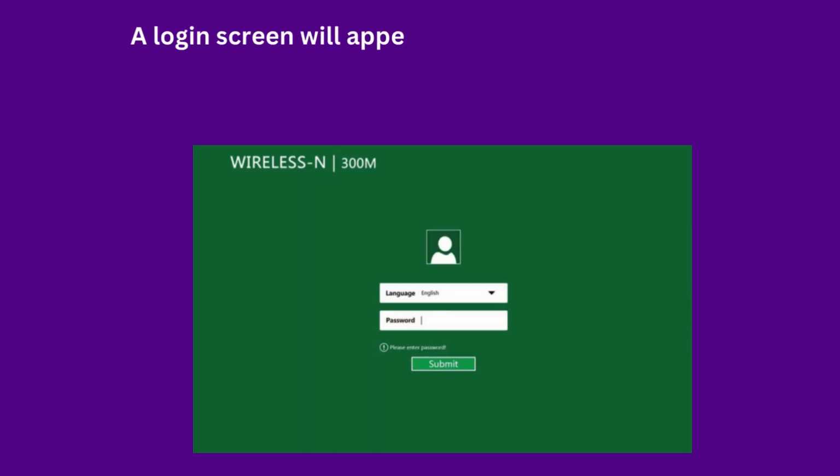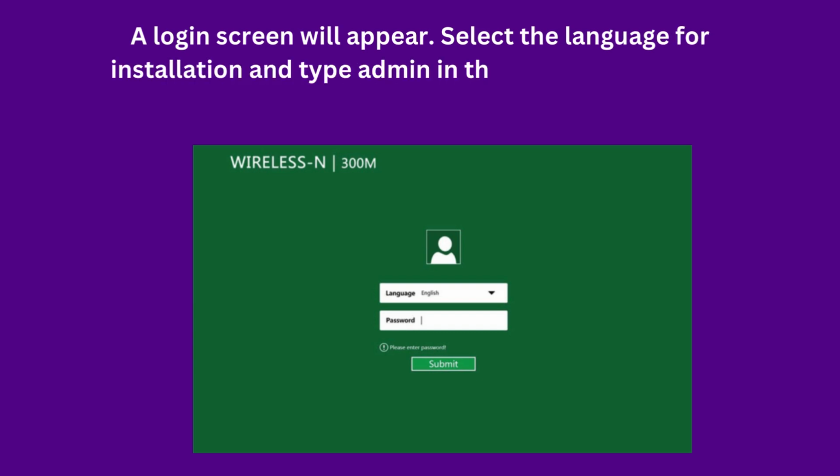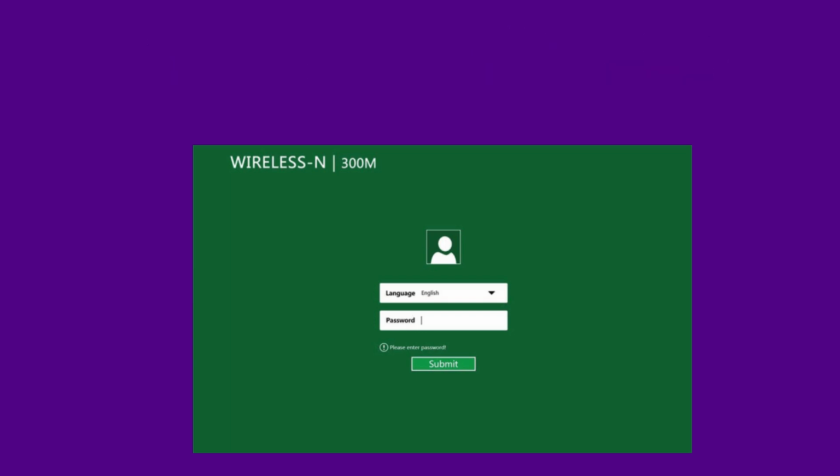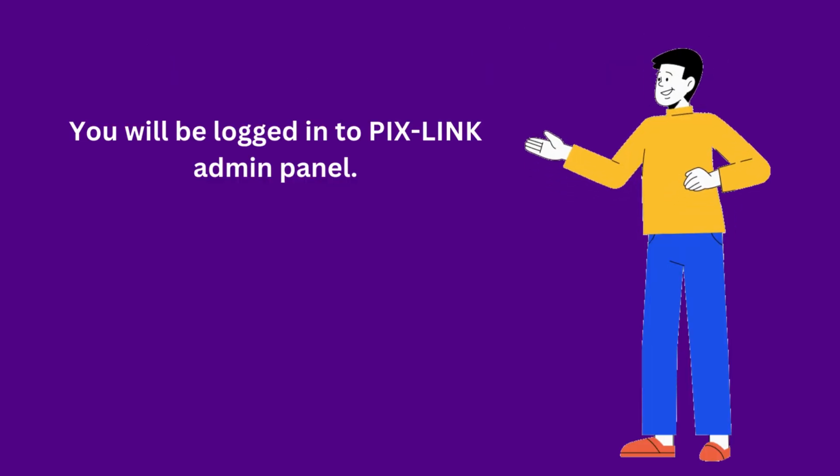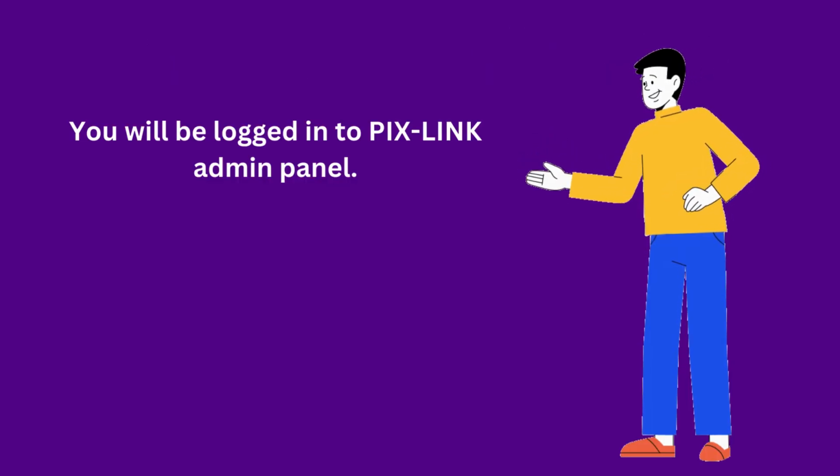A login screen will appear. Select the language for installation and type admin in the password field and click submit button. You will be logged into PIX-LINK admin panel.